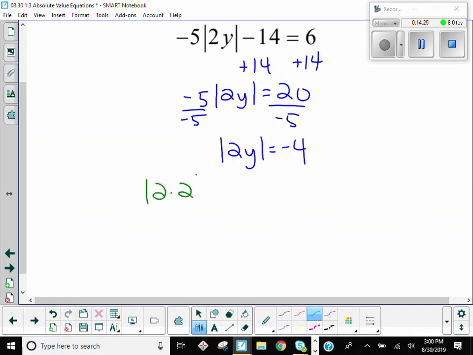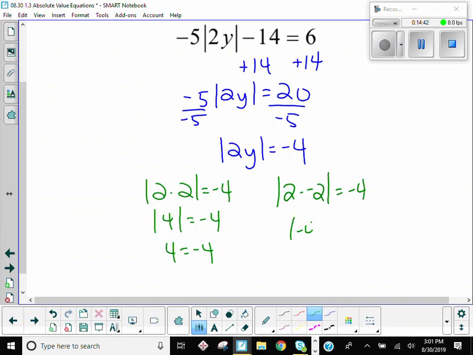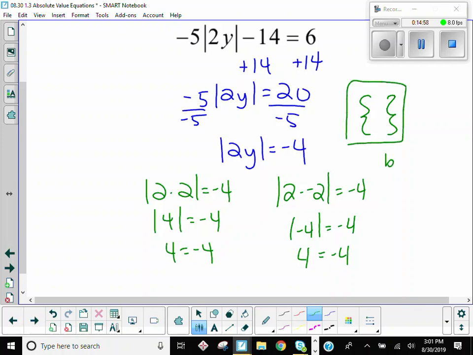Plugging in your 2 for the y, that's absolute value of 4. What is the absolute value of 4? 4. Does 4 equal negative 4? Absolutely not. If you were to have tested out your negative 2, that's absolute value of negative 4. Absolute value of negative 4 is 4. Does that equal negative 4? Absolutely not. So what is the answer for this problem? No solution, right? Squiggly wigglies with nothing inside because absolute value can't be negative.